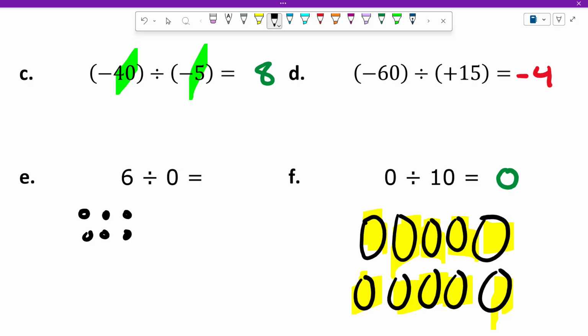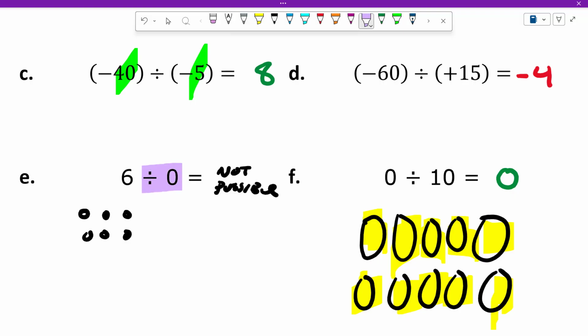We have to put them in some groups. So the answer for this is not possible. Right? We can't have any groups with missing stuff in it. We have 6 things. They need to go somewhere. So that's why you can't ever divide by 0.